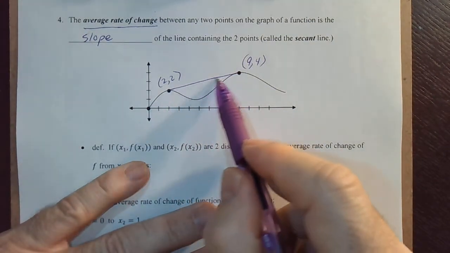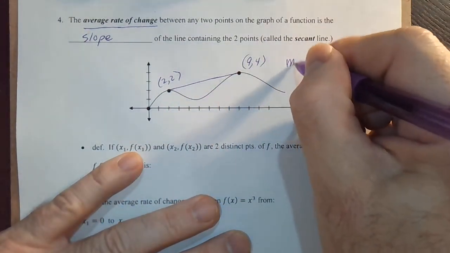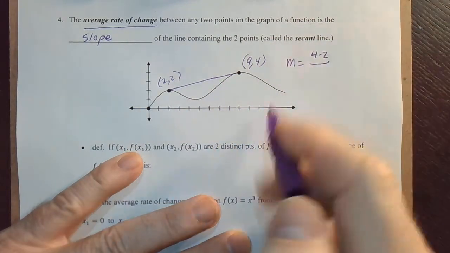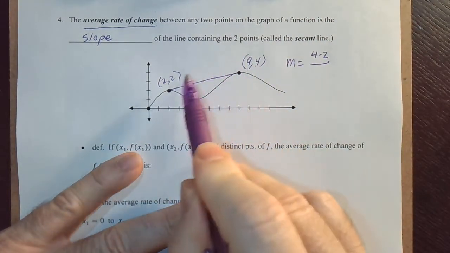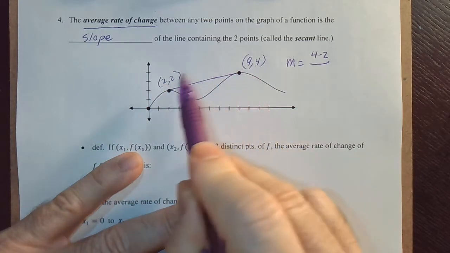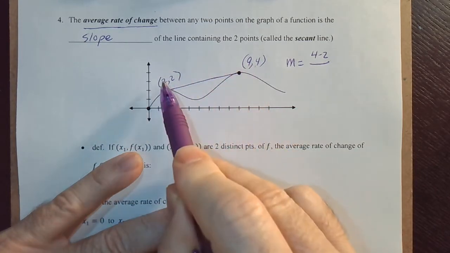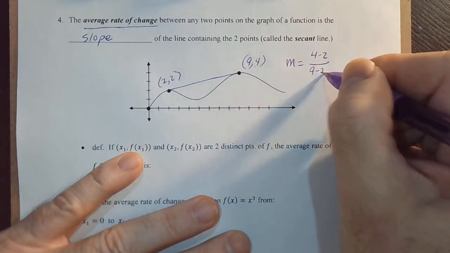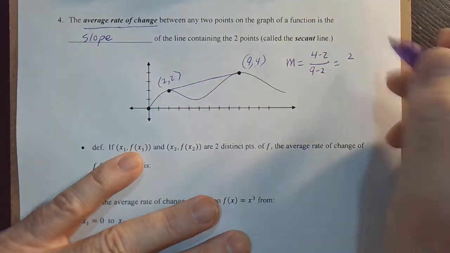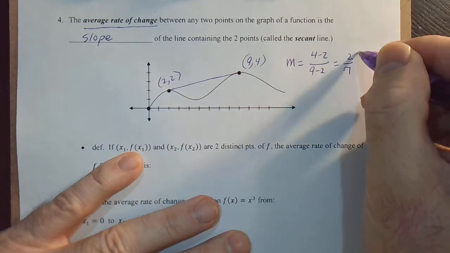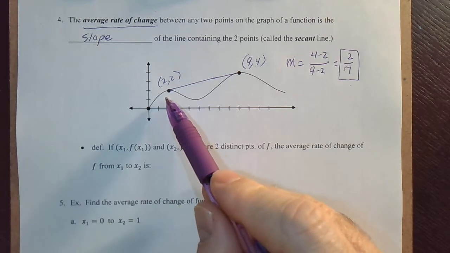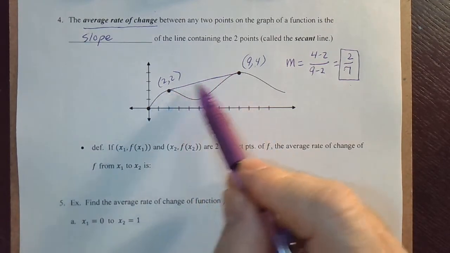So let's find the slope of that line. I'll say 4 minus 2. That's the difference in the y's. This y minus this y. And then this x minus this x gives us 9 over 2. 9 minus 2. So we get 2 over 7. This is the average rate of change from this point to this point.